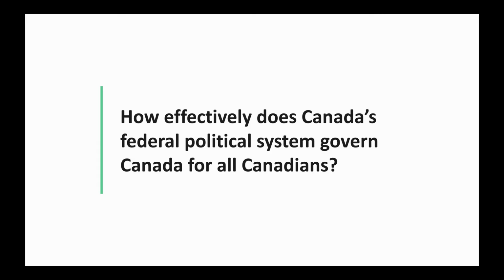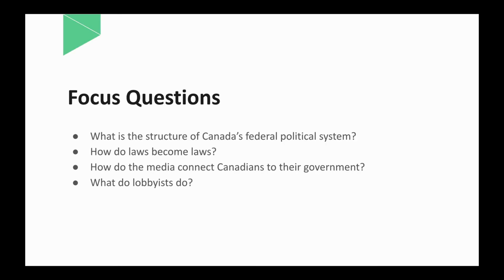It's Chapter 1, Canada's Federal Government. Our overarching question is how effectively does Canada's federal political system govern Canada for all Canadians? We are going to have four main focus questions throughout this chapter. Number one, what is the structure of Canada's federal political system? How do laws become laws? How do the media connect Canadians to their government? And then finally, our last lesson will be, what do lobbyists do?